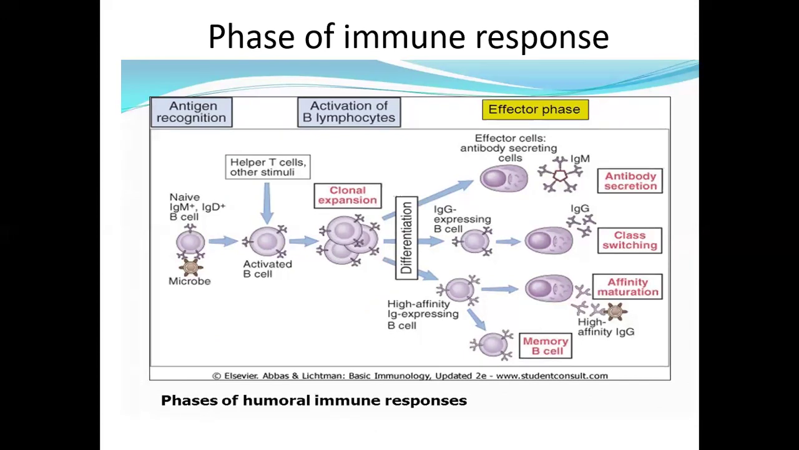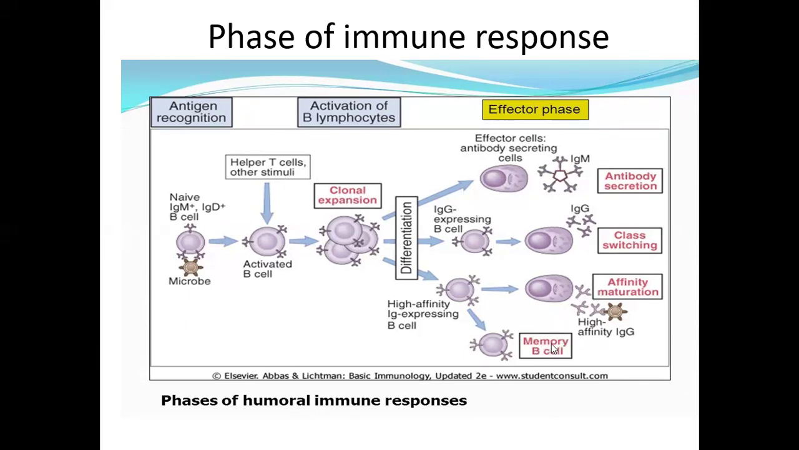The first step is the antigen recognition. The second step is the activation of B lymphocytes. And the third step is the effector phase when antibody is produced. So the first step is the recognition of new antigen by B cell and by T cell, activation of T helper, activation of B cell, proliferation of B cell to plasma cell, and the effector phase is producing an antibody.